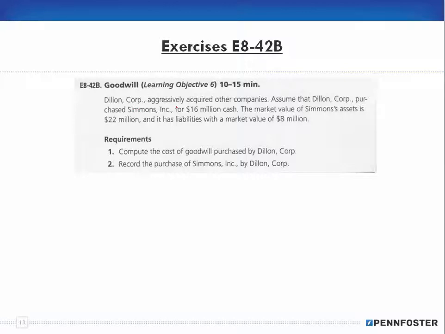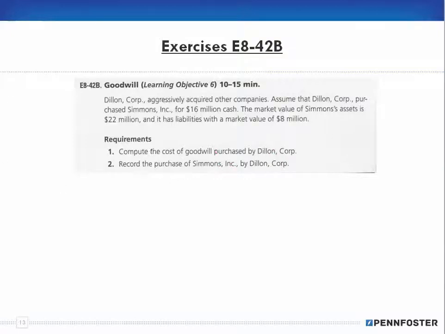Dillon Corp aggressively acquired other companies. Assume that Dillon Corp purchases Simmons for $16 million in cash. The market value of Simmons' assets is $22 million and it has liabilities with a market value of $8 million. Compute the cost of goodwill purchased by Dillon Corp. Record the purchase of Simmons by Dillon Corp. Okay, so compute the cost of goodwill.